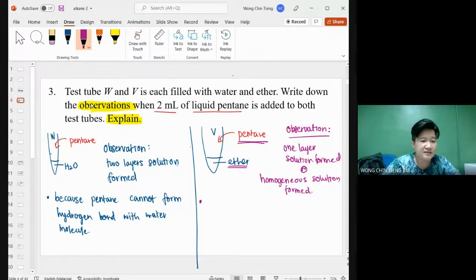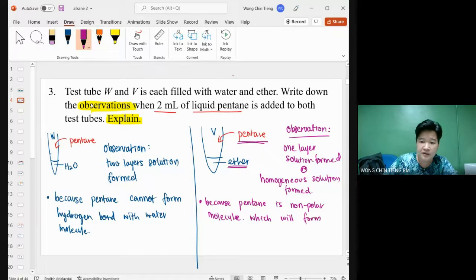And the reason. Yang ni saya tak bincang hari tu, so saya nak bincang hari ni. Why? Because pentane is a non-polar molecule. Okay? Pentane adalah non-polar molecule. Semua adalah carbon dengan hydrogen sahaja. Because pentane is a non-polar molecule. So, bila dia non-polar molecule, ether is also a non-polar molecule. Okay? Because pentane is a non-polar molecule which will form van der Waals forces. Spelling van der Waals forces yang betul. Sorry. Which will form van der Waals forces with ether.